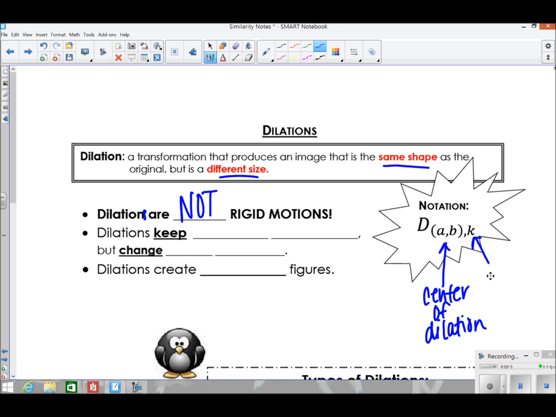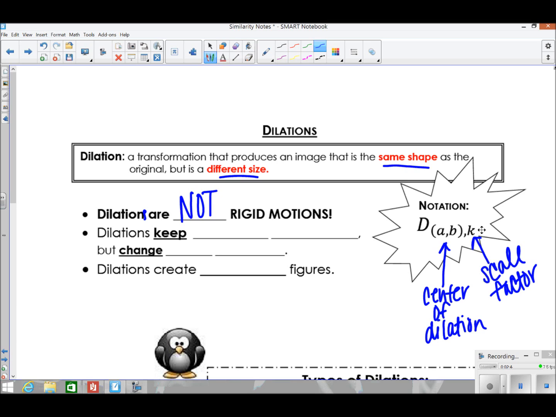And then this K is called the scale factor. That's basically telling you, okay, you enlarge your original figure by 2. A scale factor of 2 means it's getting twice as big. Or you're reducing it by a scale factor of 1/3, so it's getting 3 times smaller. So that's what number is going to go there. It's going to tell you either to enlarge or to shrink and by how much.